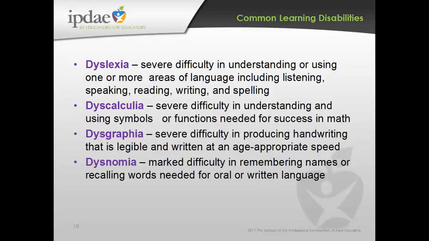The next one is math, dyscalculia, understanding and using symbols or functions for math. Dysgraphia is handwriting and the actual act of writing sentences and paragraphs. And dysnomia is another one. It's not a top 3, but I put it in there. Dysnomia is when you have the name of something on the tip of your tongue and you just can't think of the name. I can describe something, I can see a picture of it in my head, but if I can't think of the name of it, that's called dysnomia. Any questions so far?